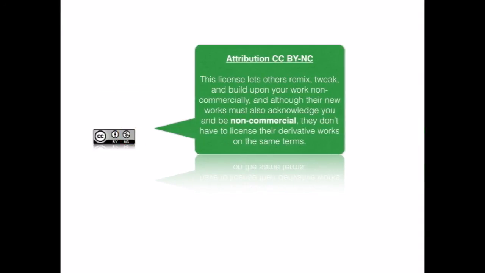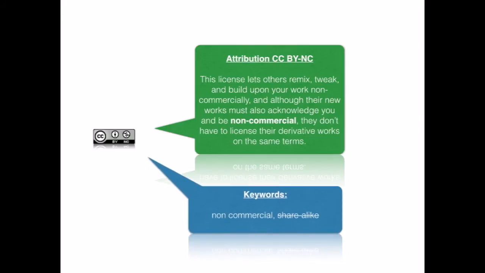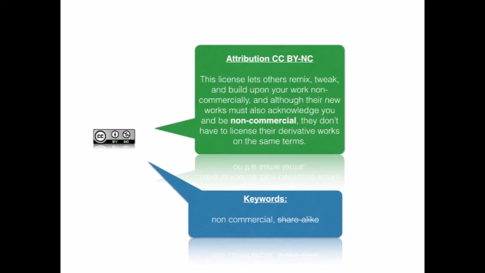The fourth kind is the Creative Commons license, attribution, non-commercial. This is pretty straightforward, as it indicates that I can remix, tweak, build upon, modify the original work. However, I cannot use it for commercial purposes. So keywords to remember: non-commercial. However, the share alike is no longer part of this license.